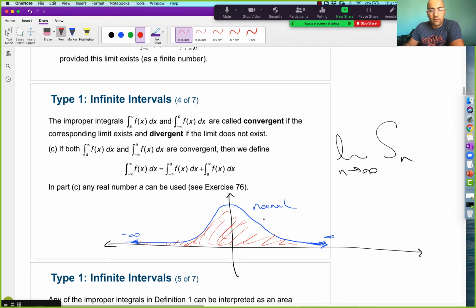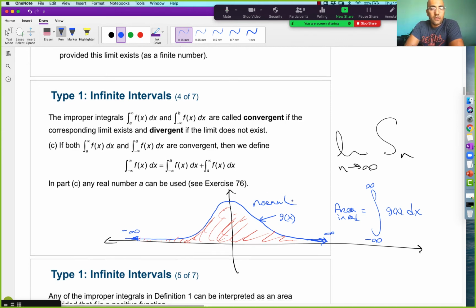Okay. So we would need to figure out an equation for this part here. And if you've had statistics, you know it's an ugly equation, so I'm not going to attempt to write it down. Let's just say it's some function g of x. Now we'd say that the area in red is equal to the integral of g of x dx from negative infinity up through positive infinity. If you can establish what that is, then you'd find the area for this function down here. Good? Questions?